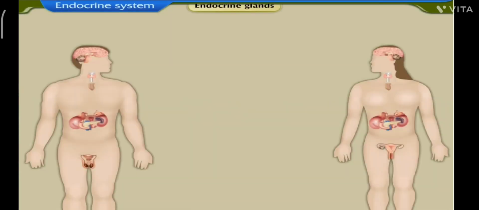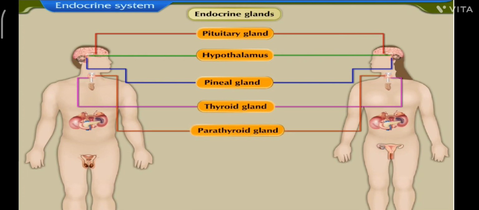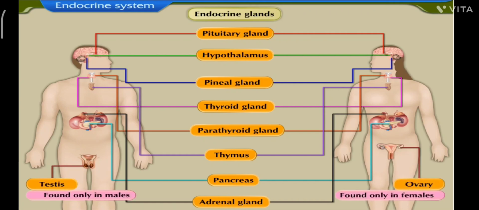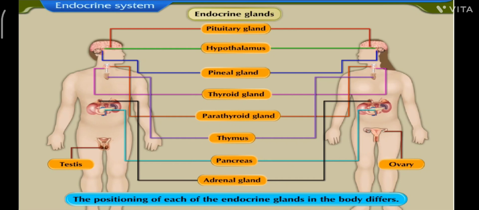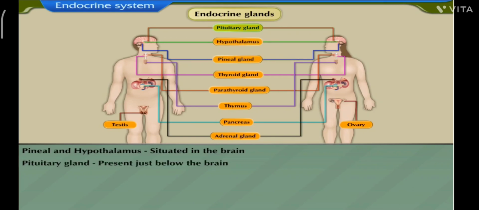There are different endocrine glands present in human beings. These include the pineal gland, hypothalamus, pituitary gland, thyroid gland, parathyroid glands, thymus, pancreas, and adrenal glands. Testes are found only in males and ovaries only in females. The positioning of each of these glands in the body differs. Pineal gland and hypothalamus are situated in the brain. Pituitary gland is present just below the brain.